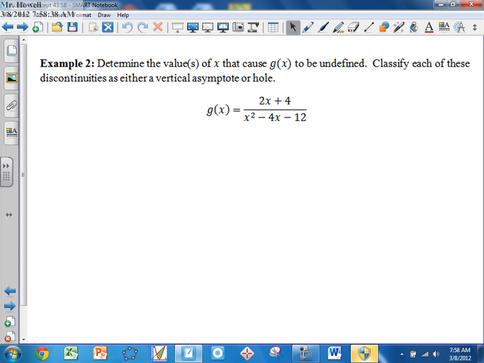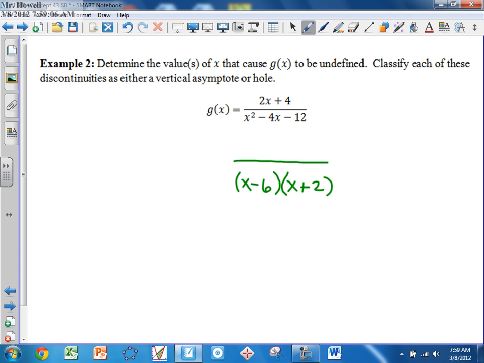So take a look at the denominator, please. Everybody factor your denominator right away so that you can see what would cause it to be 0. Again, you always look at the factors, people. Always, always, always look at the factors. What does this factor into? X minus 6. Everybody agree? Yeah. I agree as well.